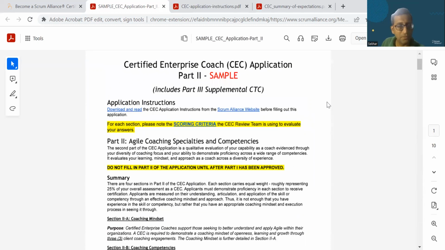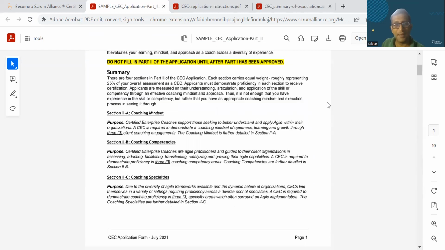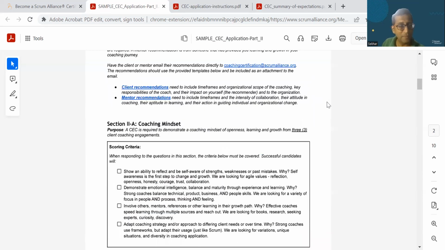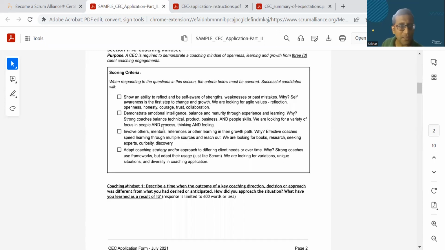Okay, so this is part 2 of the application. It is a very descriptive, very qualitative application. So what is the scoring criteria? Show an ability to reflect and be self-aware of your strengths, weaknesses, and past mistakes. Demonstrate emotional intelligence, balance, and maturity. These are some of the criteria on which we usually score the applicants.